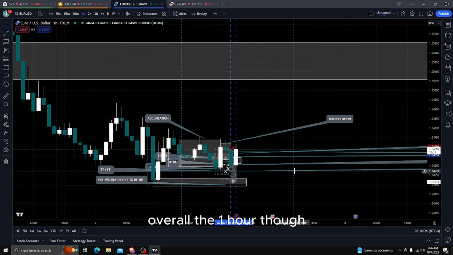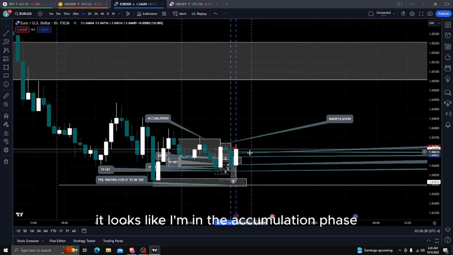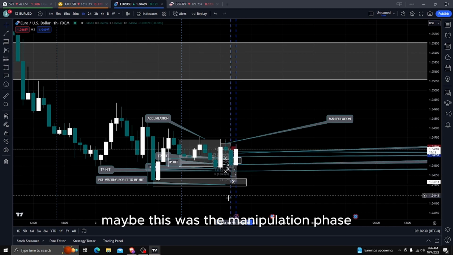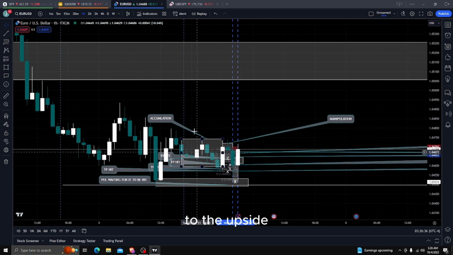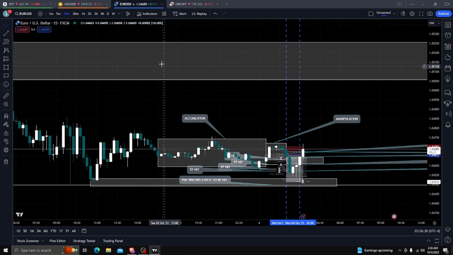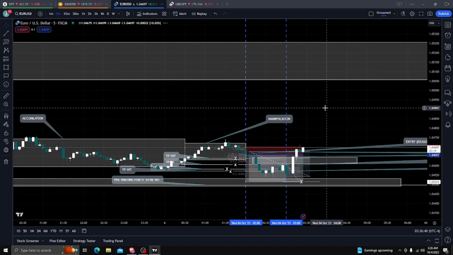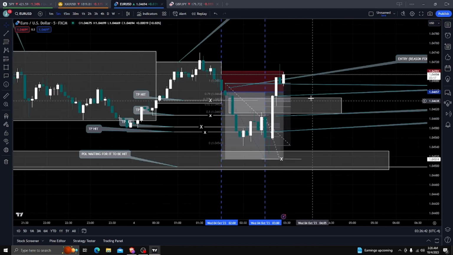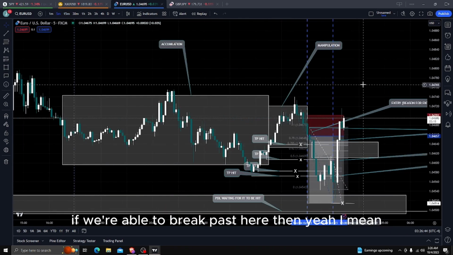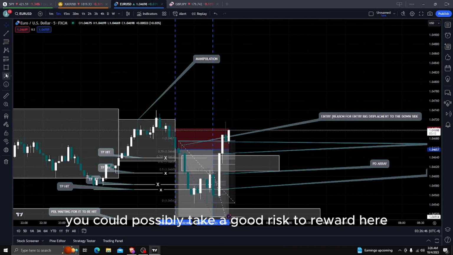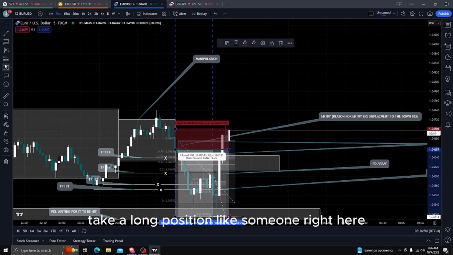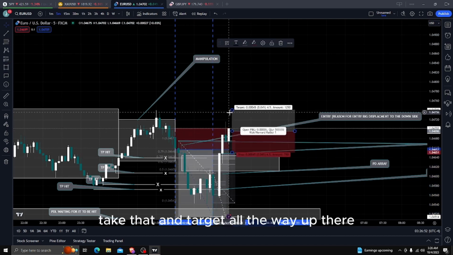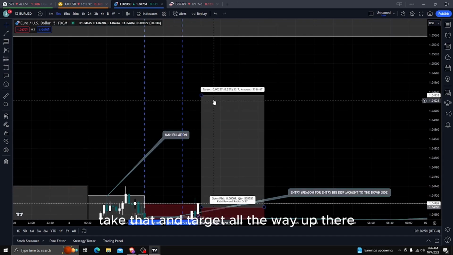Overall, on the 1 hour, it looks like I'm in the accumulation phase. Maybe this was the manipulation phase, the distribution that I took, could have been the manipulation, and now this is going to be the distribution to the upside to fill that. If we're able to break past here, then you could possibly take a good risk to reward, take a long position, like someone right here, and target all the way up there to the fair value gap.